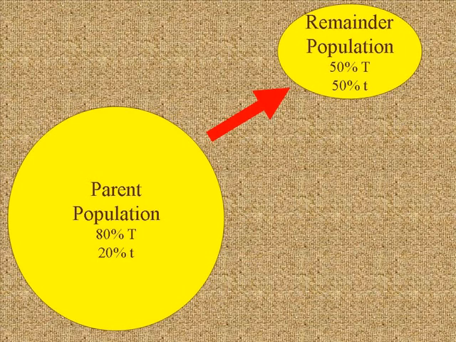And then whenever this cataclysm occurs, we have a remainder population that has only 50% of that dominant allele, 50% of the recessive allele. So you've got a major genetic shift, a major shift in gene frequencies as a result of this non-genetic event.